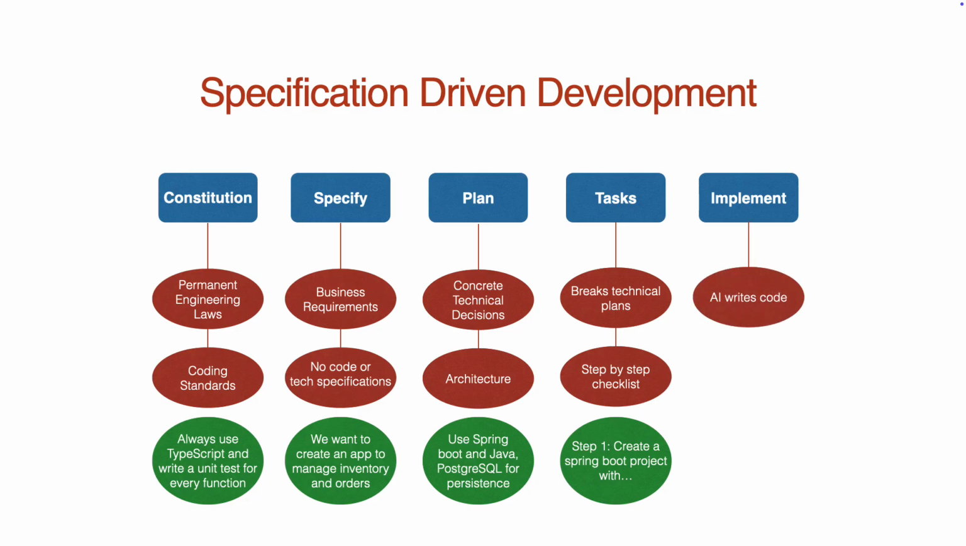And finally, the implement. The implement step is where the AI finally writes the code by checking off your task list one by one. Because it is strictly boxed by your previous files, it writes the exact software you intended on the very first try.